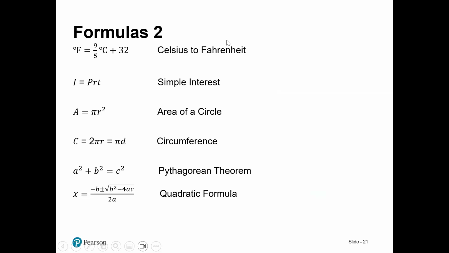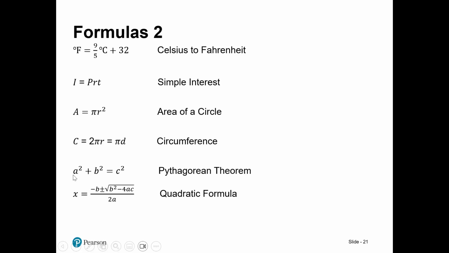So these are some other common ones we see. Celsius to Fahrenheit, which we were going to use. If we want to know the temperature in Fahrenheit and we know it in Celsius, all we have to do is use this formula here, and I can figure out Fahrenheit. Simple interest, principal times rate times time. Area of a circle is pi times radius squared. Circumference is 2 times pi times radius, or pi times the diameter.